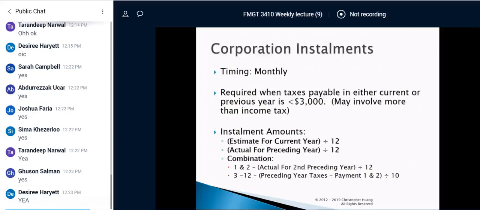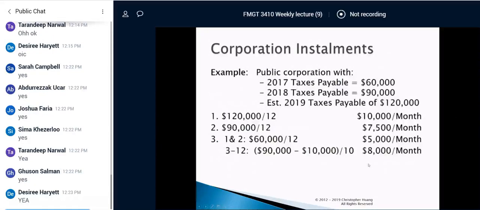So there's always this timing differential that you have for corporations that you do not have for individuals. Just keep that in mind. That's why the combo method is only 2 months for the second preceding year.